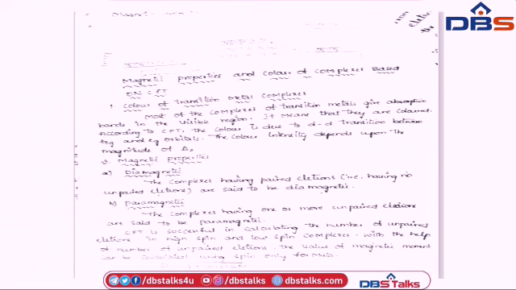And the second one, magnetic property. Diamagnetic: a complex having all paired electrons is said to be diamagnetic. And the second one is paramagnetic: a complex having one or more unpaired electrons is called paramagnetic.